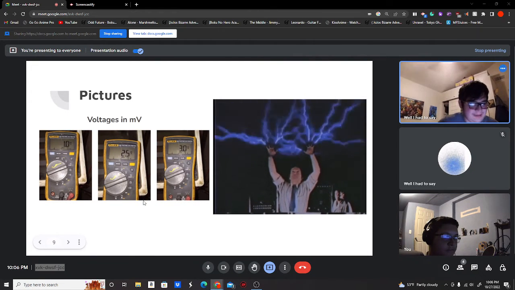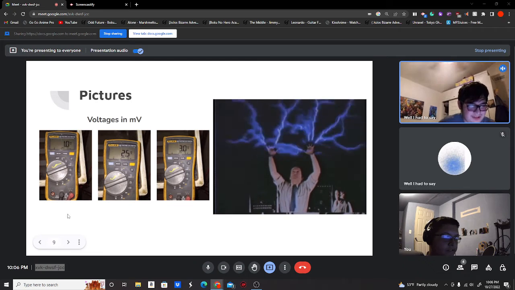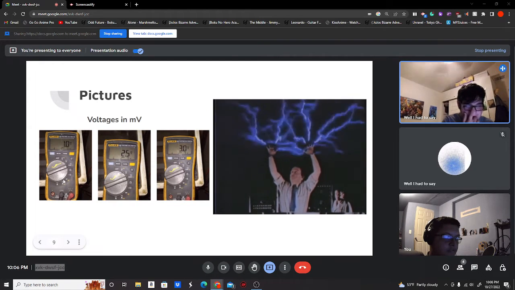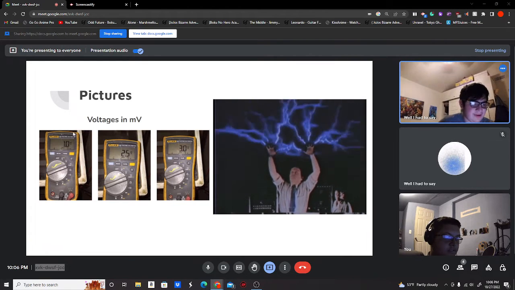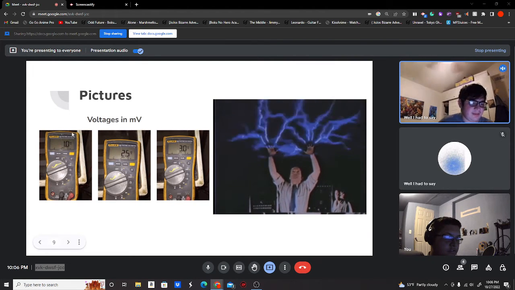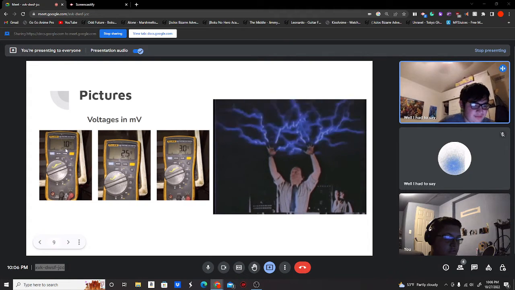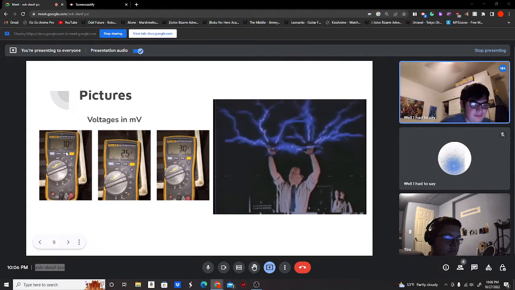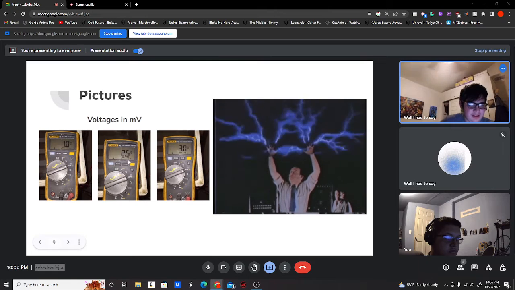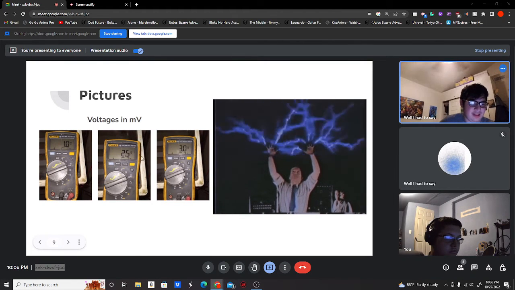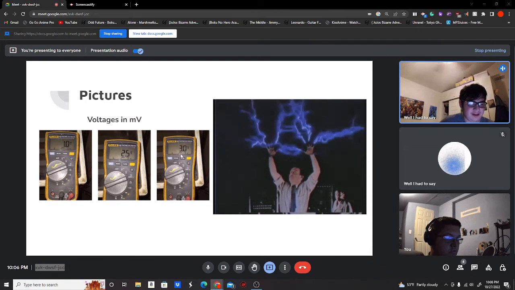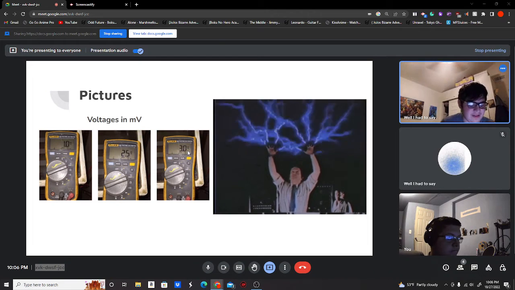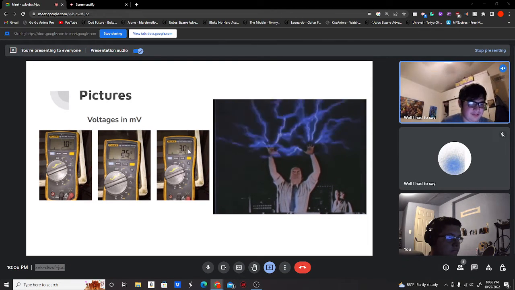As you can see here, these are pictures of the recorded millivolts for each trial. So the first trial, which was our lowest temperature for the cold side and the hot side, was 1 millivolt. And then for our second trial, we increased the hot side temperature and decreased the cold side temperature, and we got a higher voltage as a result. And then for the third trial, which was our hottest temperature and our coldest temperature, was the largest amount of millivolts that was produced.